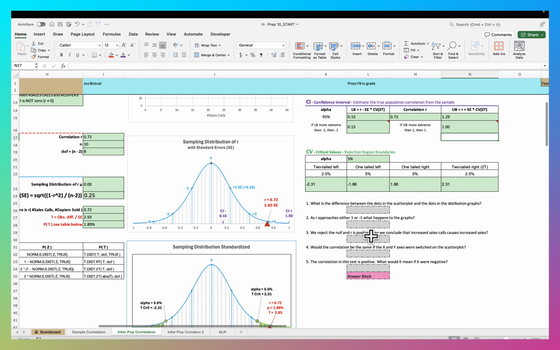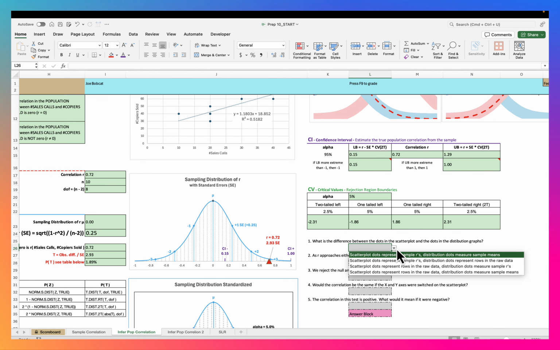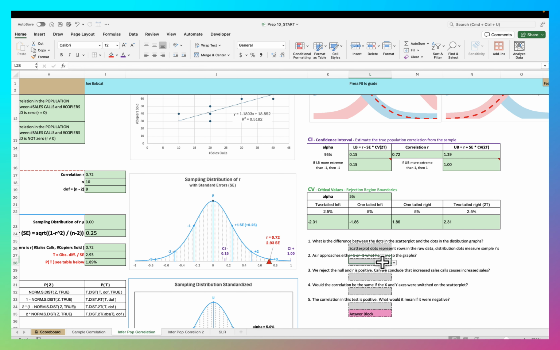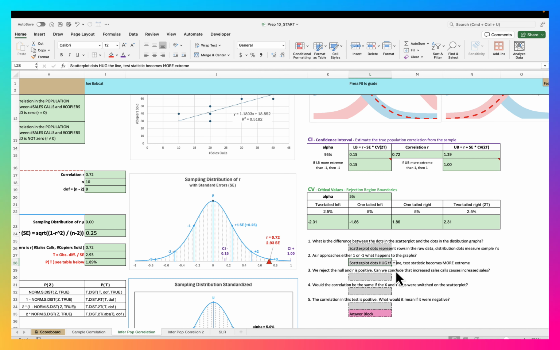All right, let's do questions. What is the difference between the dots in the scatter plot and the dots in the distribution graph? Dots in the scatter plot represent rows in the raw data, and distribution dots measure sample R's. As R approaches either 1 or -1, what happens to the graphs? The dots hug the line, so that's true. And the test statistic should become more extreme. We reject the null because something's going on.